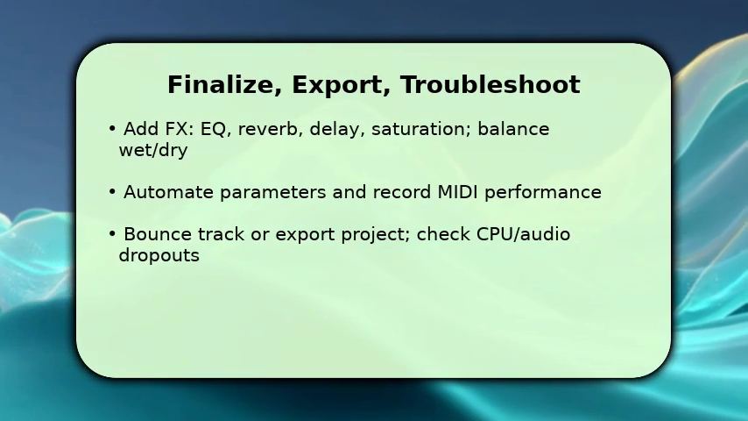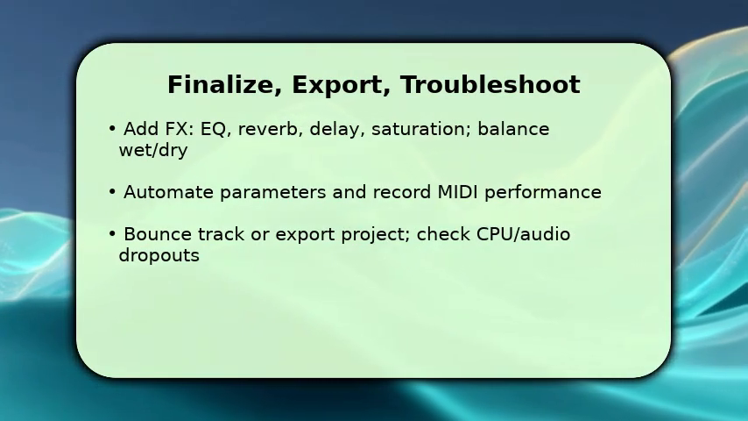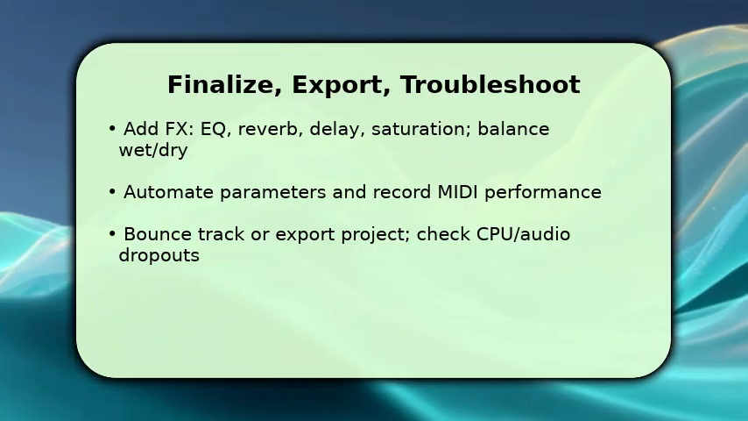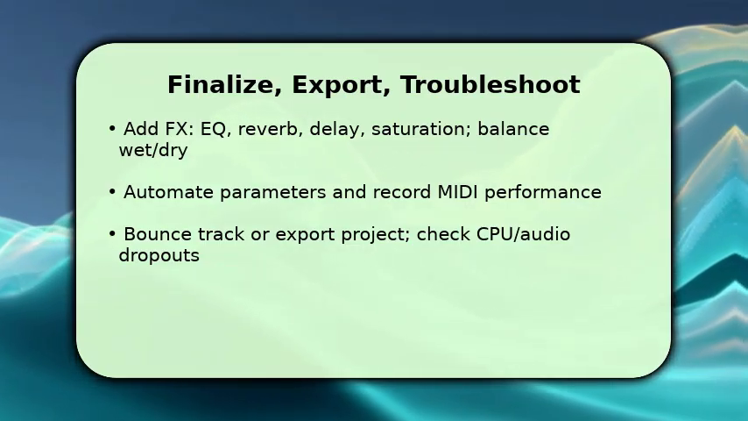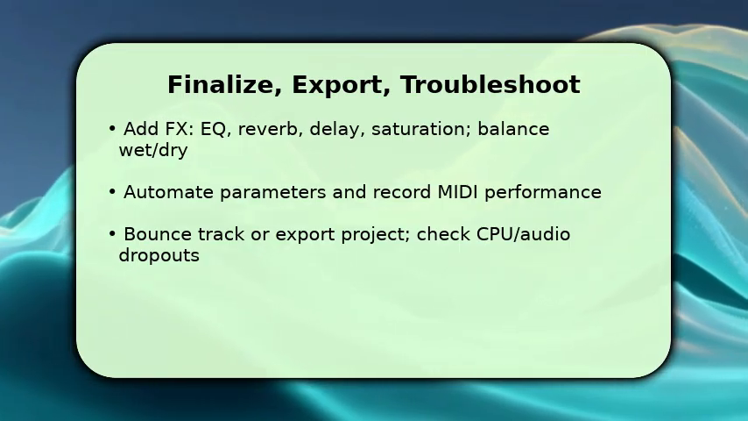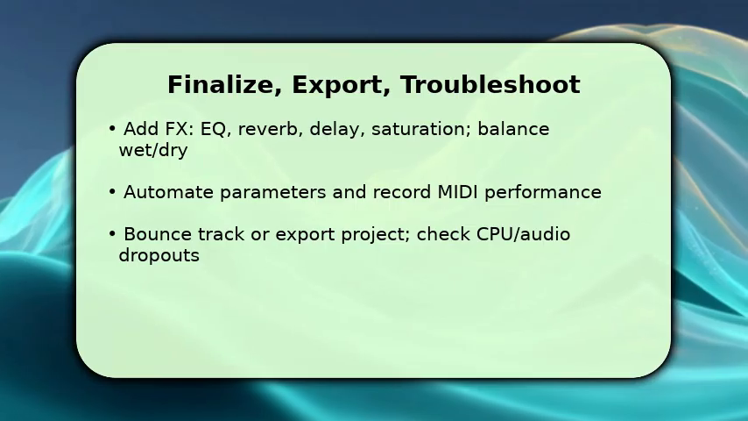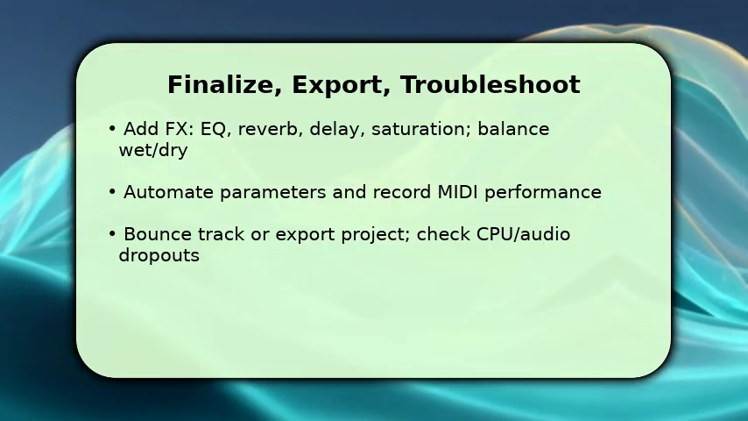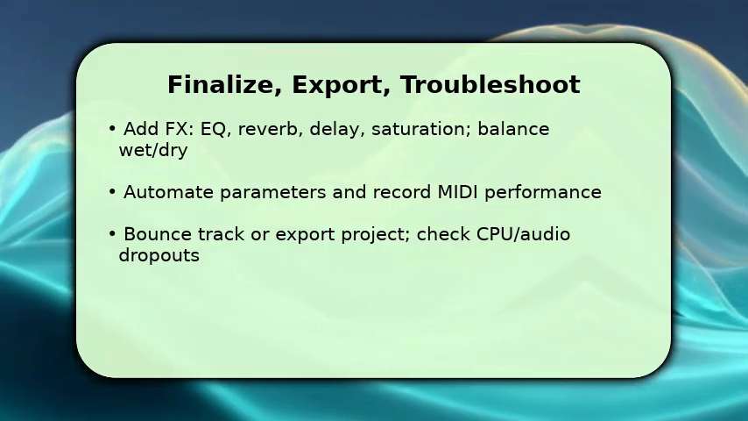You're at the finish line. Add Vital's internal effects and Garageband channel effects to taste, EQ to carve, reverb and delay for space, saturation for presence. Once done, record live automation or draw parameter lanes to inject movement. When satisfied, solo or freeze the track and bounce or export the mix.